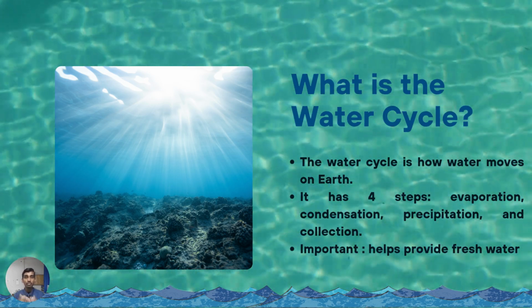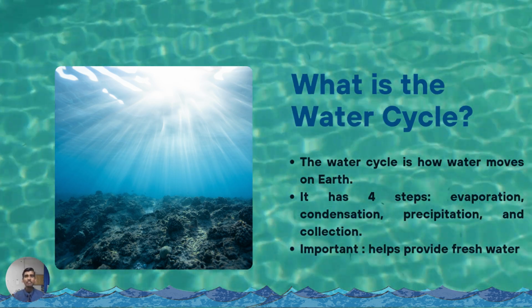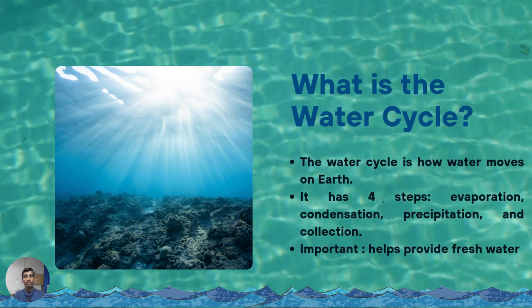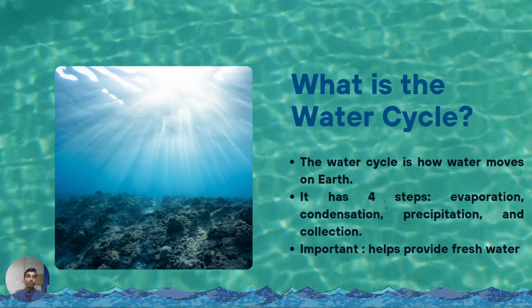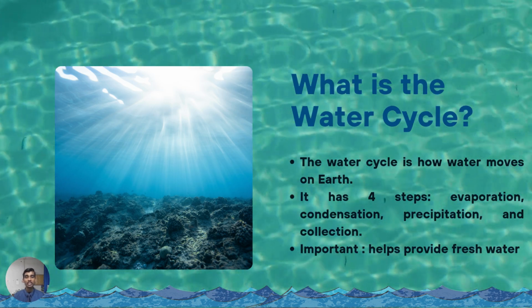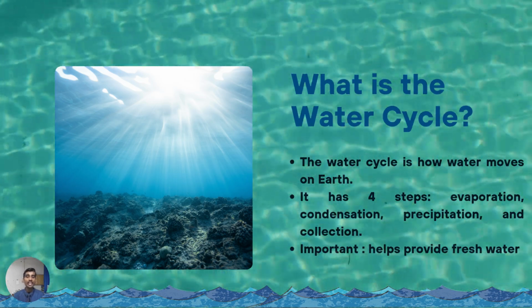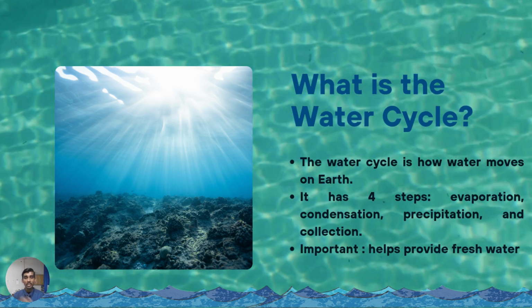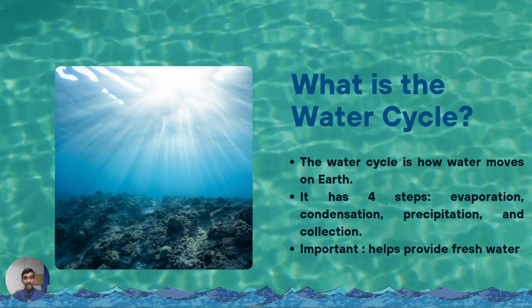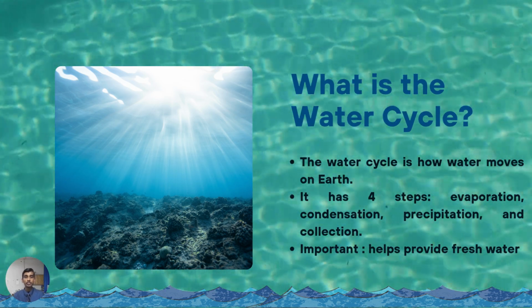When the clouds get too heavy, the water falls down as rain. Sometimes it can be snow or hail, but here in Malaysia, we mostly see rain. The last stage is collection. The rainwater flows into rivers, lakes, and the sea, and then the sun hits the water again, so the cycle repeats forever. So why is this important?